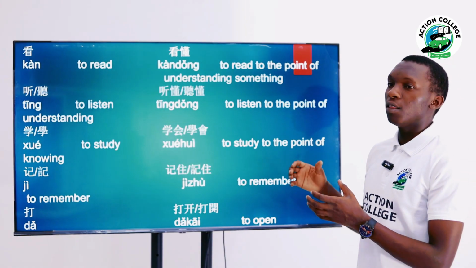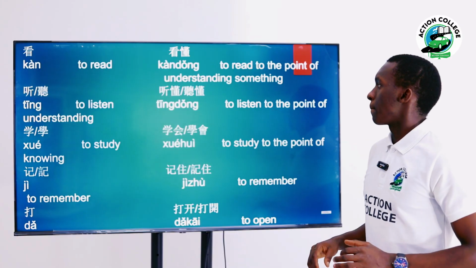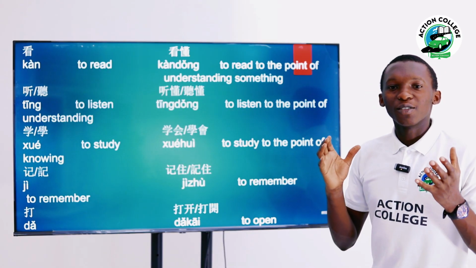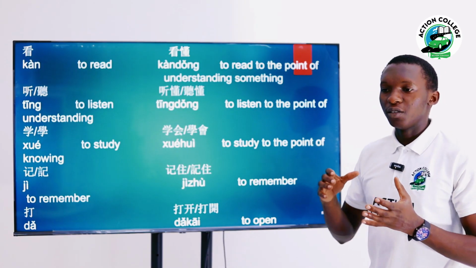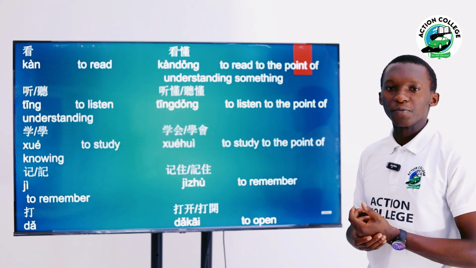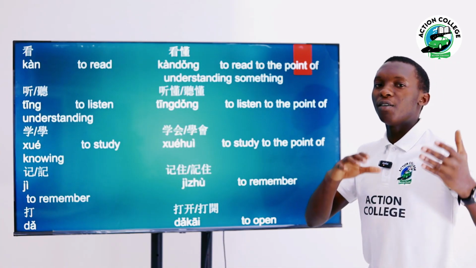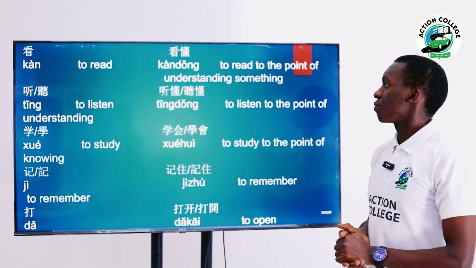Let's continue with the other applications of the suffixes. Kan is to read. But it may be associated with different meanings or different results after completion of this action of kan, which is to read. You may read wrongly, you may read and understand, you may read and not understand, which will be covered in the next lesson of potential.